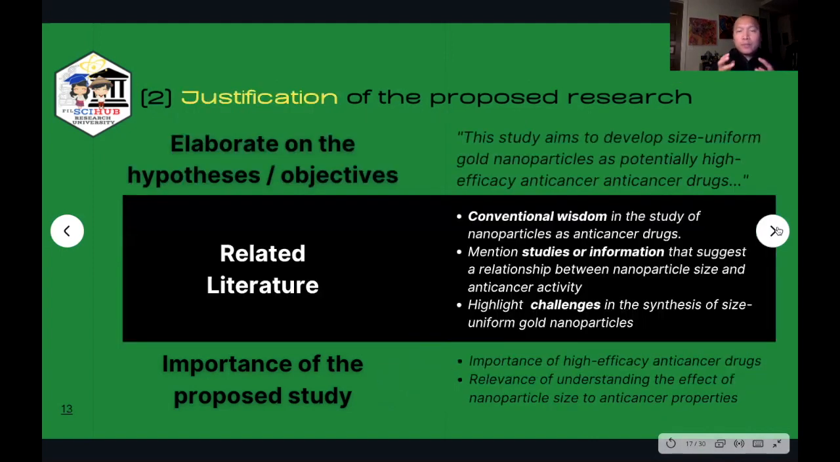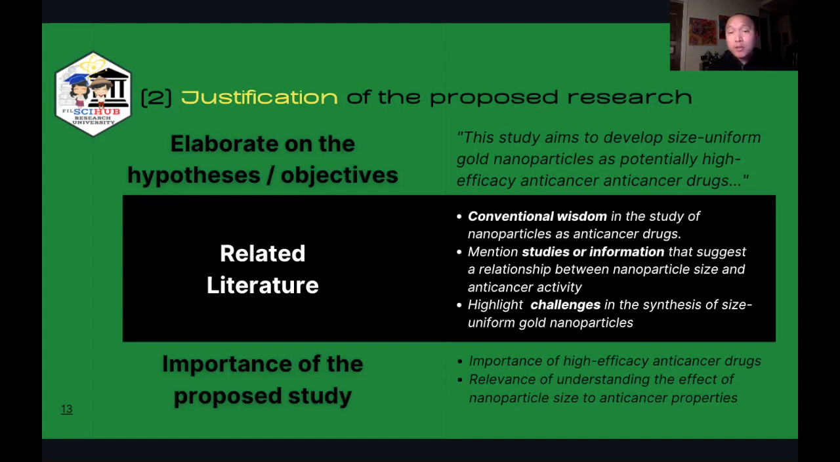So like I said, you write up a justification specific to an objective. There are two main objectives that I identified earlier. The first of which is on the development of size uniform gold nanoparticles as potential high efficacy anti-cancer drug treatment. So the focus of this objective or hypothesis is to prove that size uniform gold nanoparticles will work as anti-cancer treatment drugs. So upon restating that, you further reinforce the importance of answering this question by citing conventional knowledge.